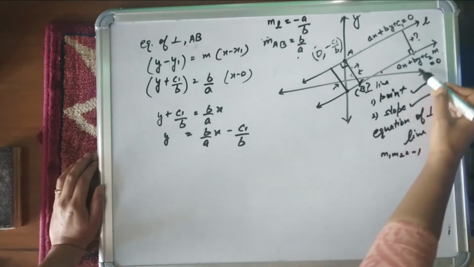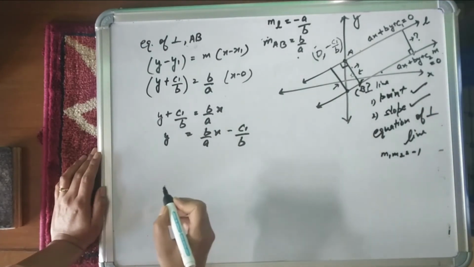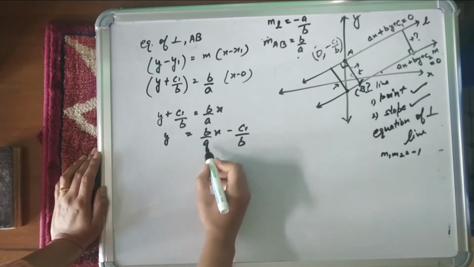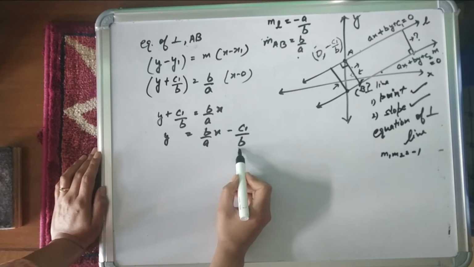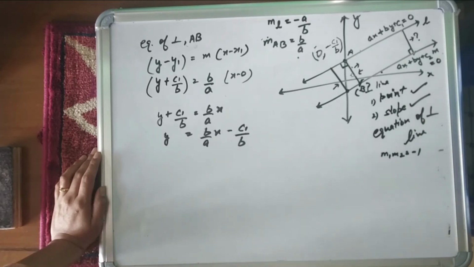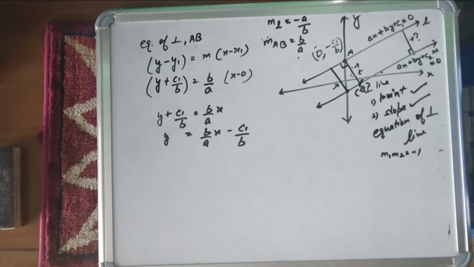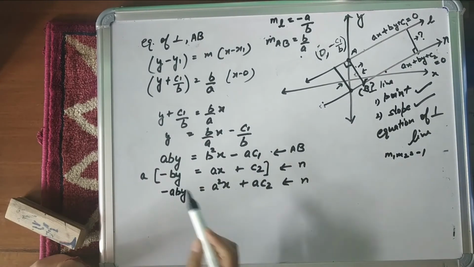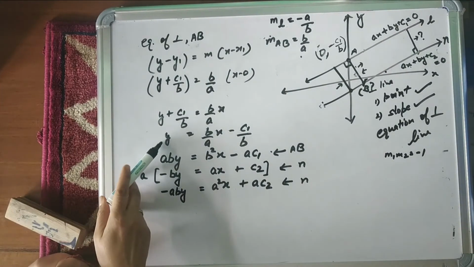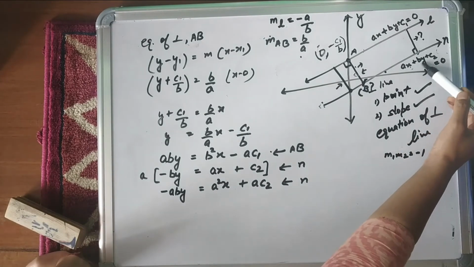Okay, so here let's bring it in the simpler form. This is b over a, and here this is minus. Perfect. Now let's find out the point of intersection. Here I just converted this line into this format because my line N was also in this format.